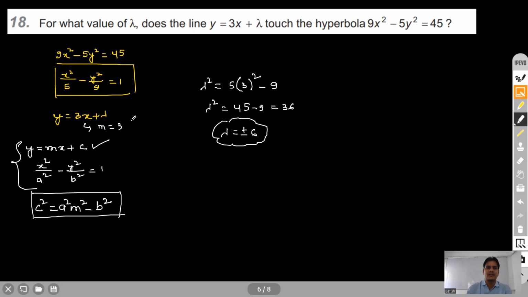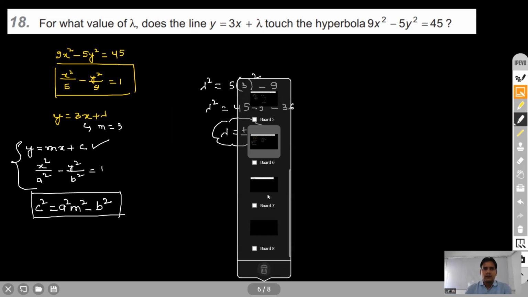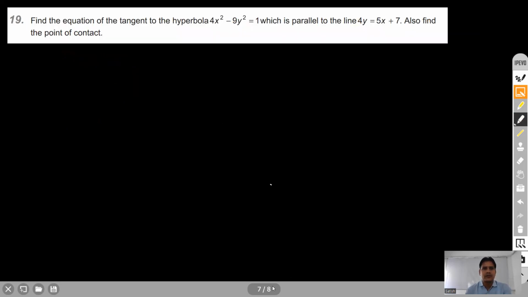Touching the hyperbola means what? It is behaving as the tangent to it. Okay. So this was our question.